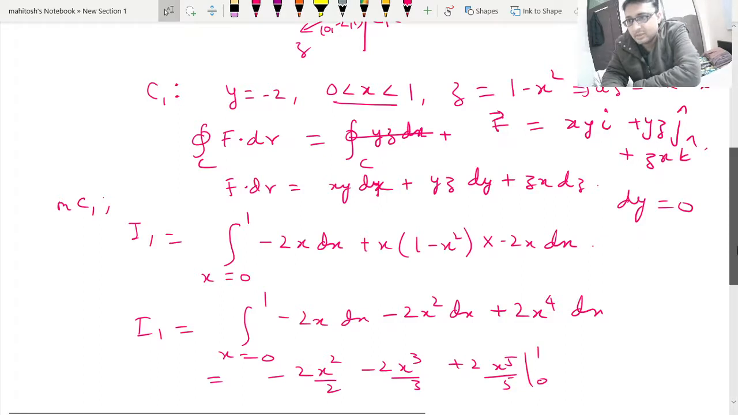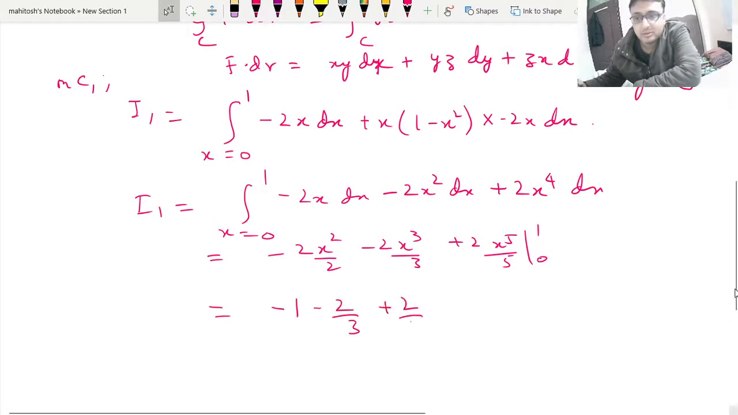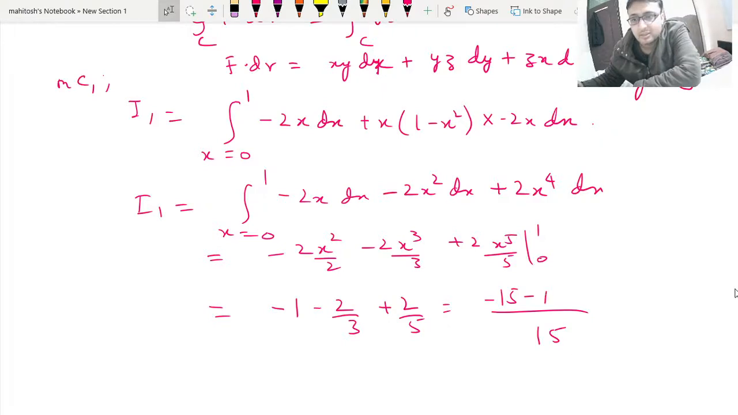You have to be cautious while doing your integration. Minus 1 minus 2 by 3 plus 2 by 5. We can take 15 as the LCM. This is minus 15 minus 10 plus 6. So this is minus 19 by 15, which is your I1.